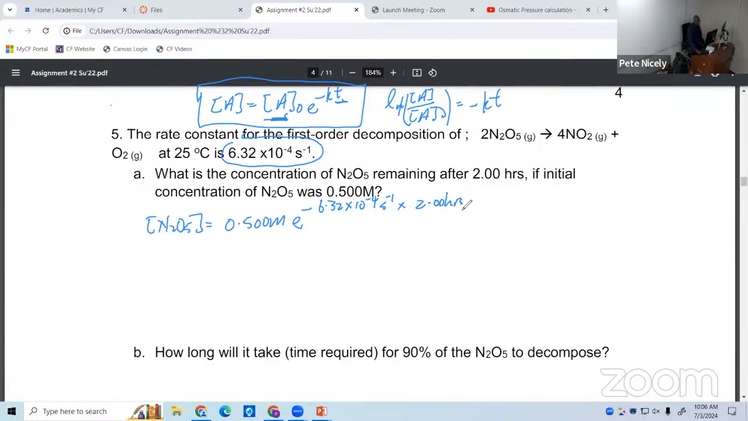However, we need to keep the units compatible with each other. We have seconds to the minus 1 here and hours here. So what I would do is convert the hours to seconds. And of course, you should know that 1 hour is equal to 3,600 seconds. All right? In terms of what units will cancel out, the hours will cancel out here and here. The seconds will cancel out here and here. And then we have to do the math, which I think I've done already. Let me see if I can locate it here.